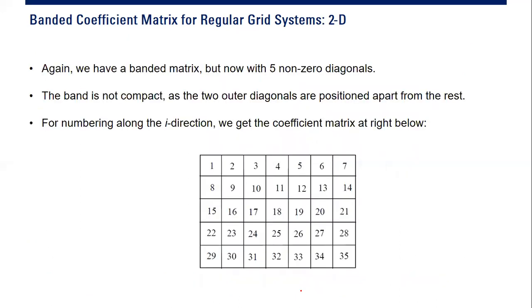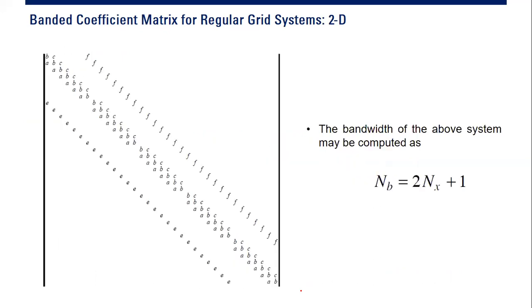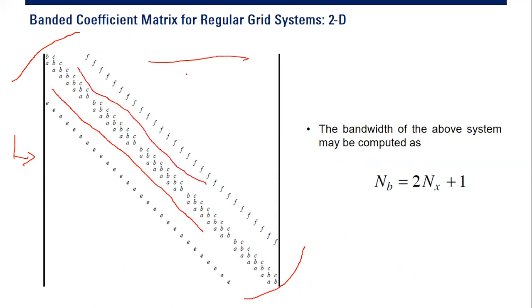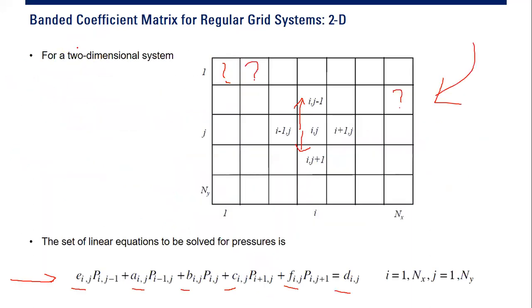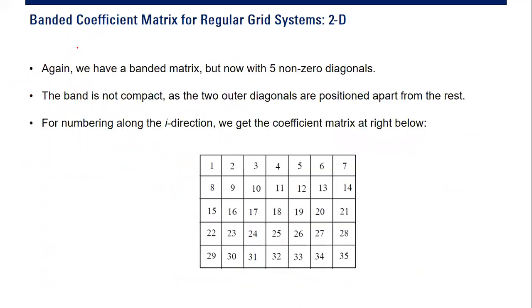Okay? All right, again, we will build the matrix. Actually, this is the matrix. And this is our band. Okay, this is our band. But we have zero in the midst. And here, the rest, of course, are zero. Okay, so you know this is our band. We have the main diagonal at the center, and we have the E diagonal and the F diagonal. E and F are the new coefficients we get from having the two-dimensional system. Okay, again, we have a banded matrix, but now with five non-zero diagonals.